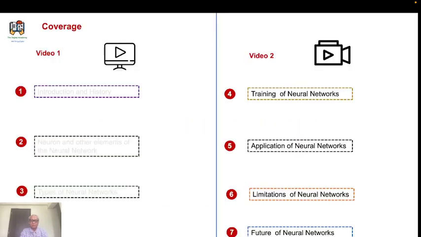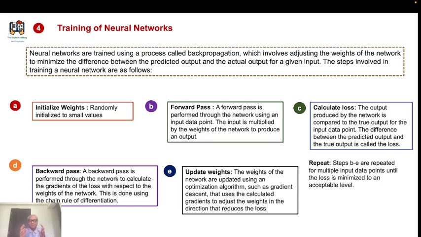Again, we're going to talk about training of neural networks, leave some time for a few applications of neural networks, and limitations and future of the neural networks. Now, in this video, my focus is to introduce you to the concept of backpropagation, which is a mathematical technique used to train neural networks.